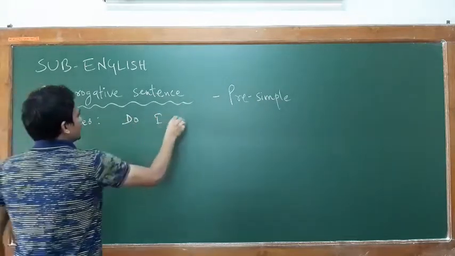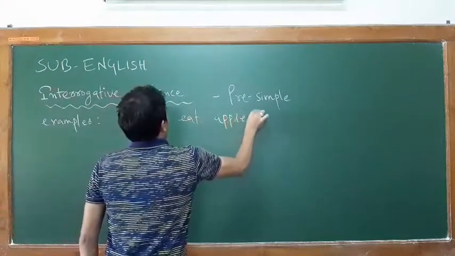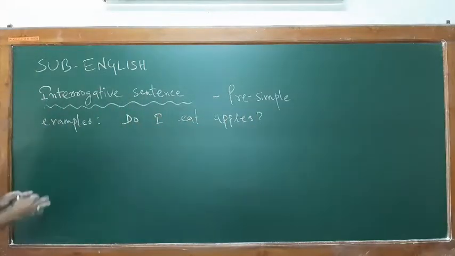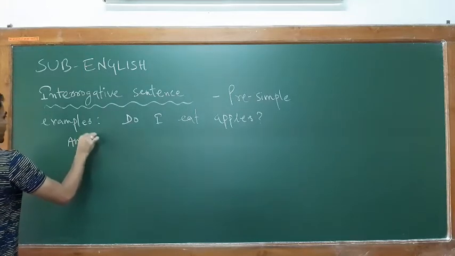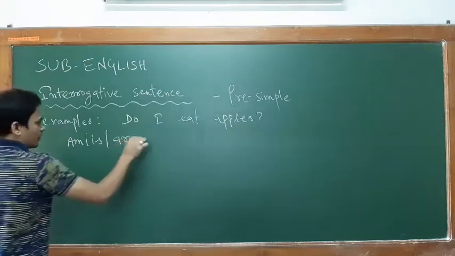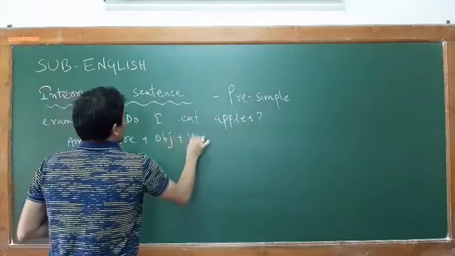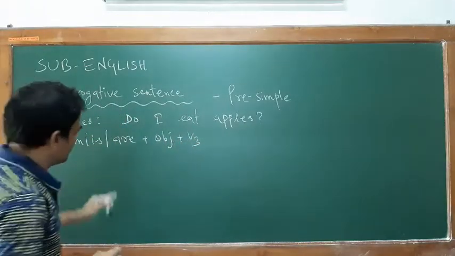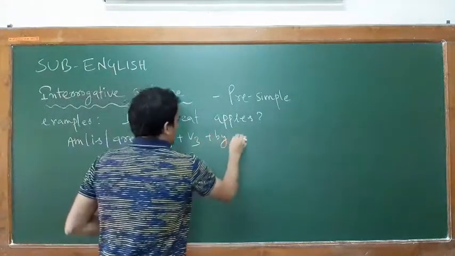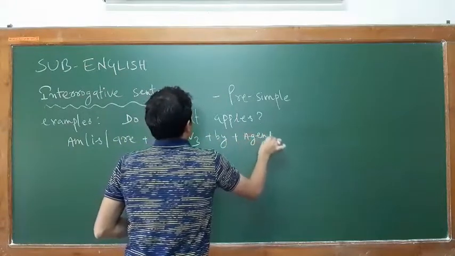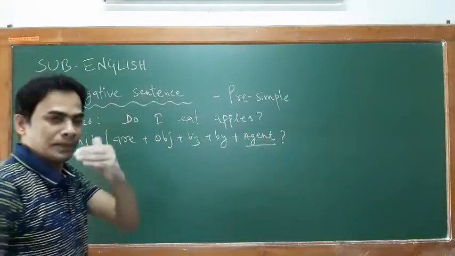Suppose: Do I eat apples? Now we have a specific format for this, like select is or are plus object. Then we are selecting the V3 of your main verb, then preposition by, then agent. Question mark. Now we come to know what is all about this agent or what I meant to speak.